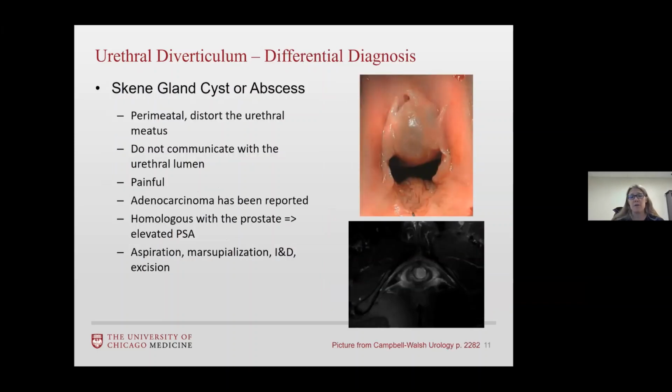The differential diagnosis, I believe someone's going to be doing a talk more on these later, so I just ran through them. But you can have a Skene gland cyst or abscess. So this is what a Skene gland is going to look like here when it's got the cyst or abscess. They're perimeatal. They're going to actually distort the urethral meatus, and they should not communicate with the urethral lumen. They can be painful. Adenocarcinoma has been reported. Interestingly, these are homologous with the prostate, so it can cause elevated PSA. And then to treat these, you'll think about aspiration, marsupialization, I&D, or excision.